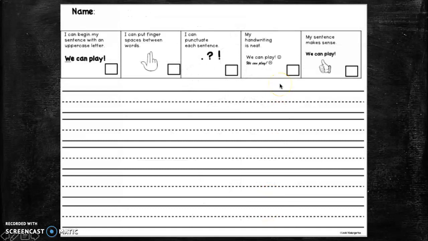Also, you have this paper. You did it in the life cycle. I want you guys to use it. Remember these checkpoints, checklist.